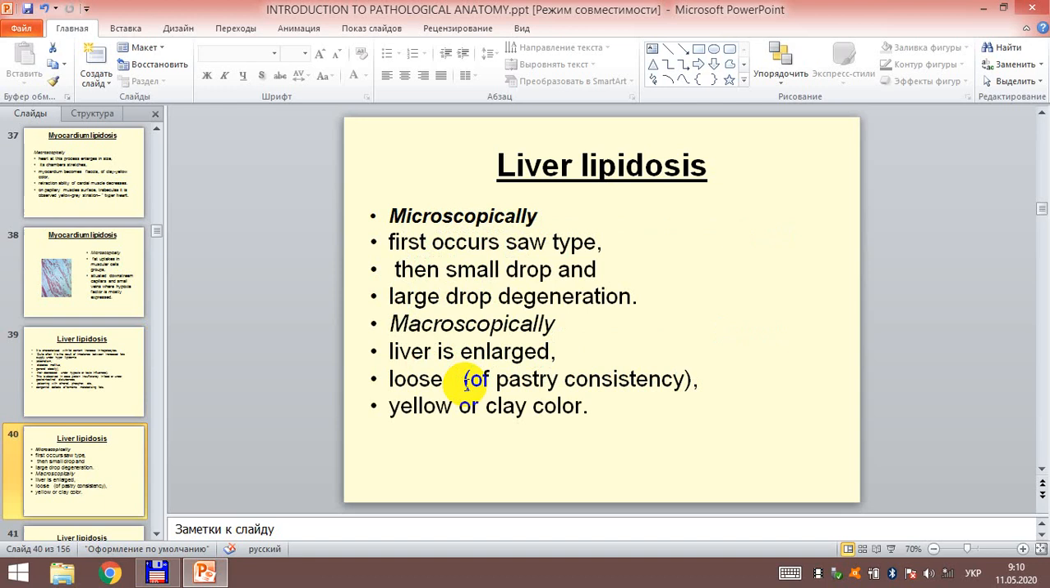Microscopically, liver lipidosis passes through the following stages: first dust-like, then small-drop and large-drop degeneration. Macroscopically, the liver is enlarged, soft in consistency, yellow or clay in color.